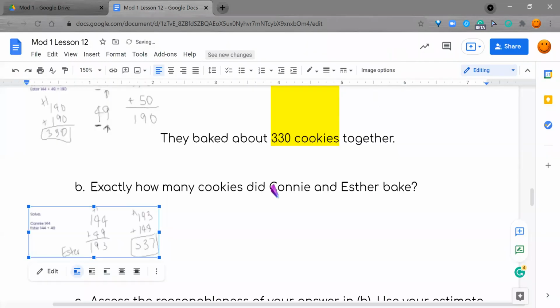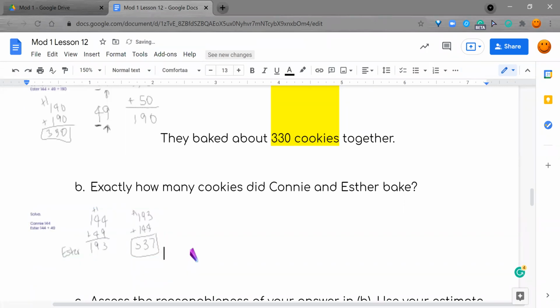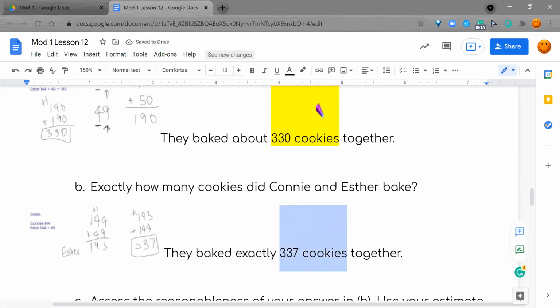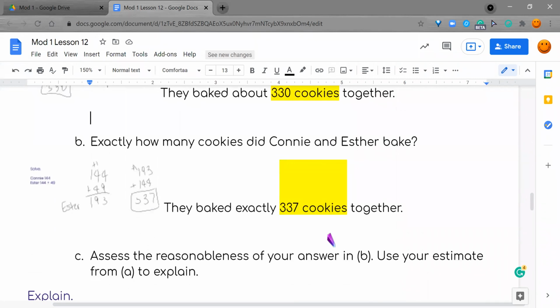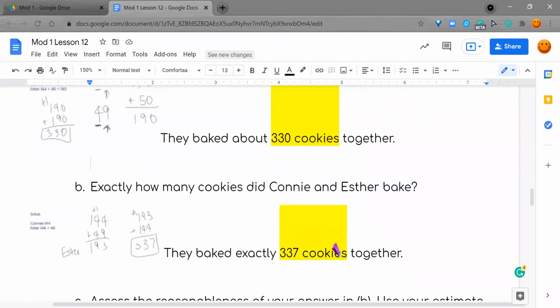So now I'm going to hit save. I'm going to go right here. They baked exactly 337 cookies together. Because remember, up here where it told us, we're asking how many they did together. How many cookies did Connie and Esther bake? So that's what we're looking for, how much they baked.